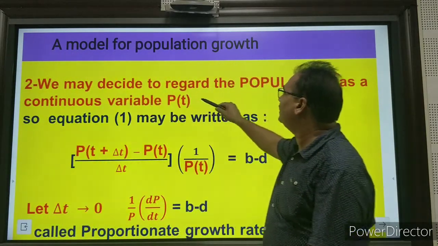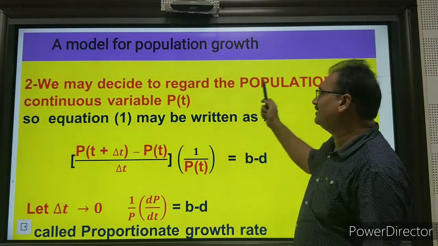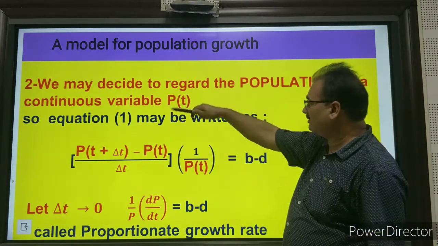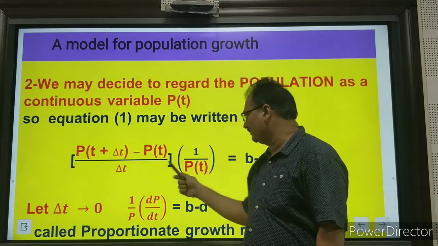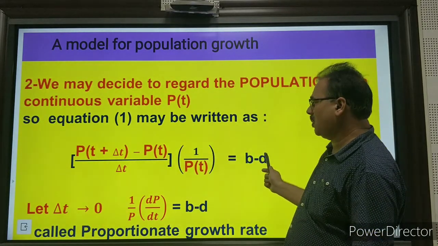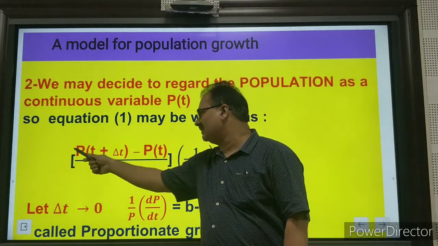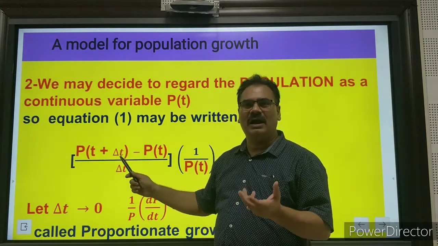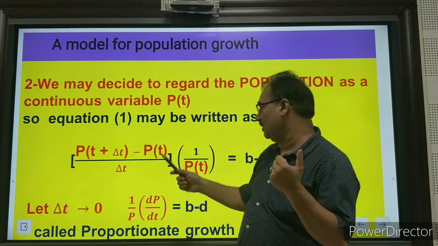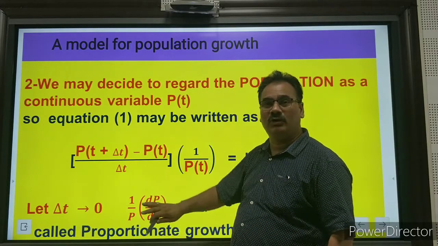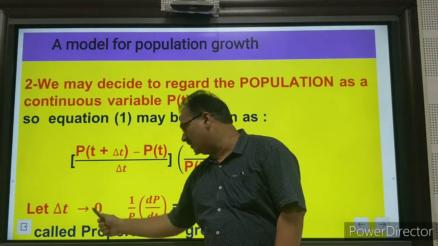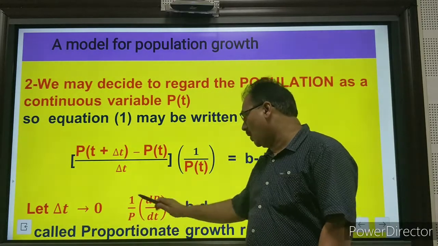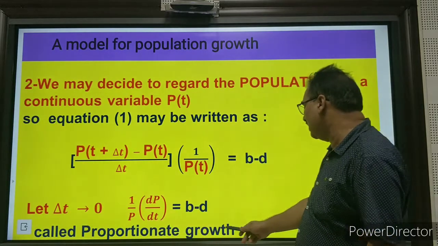So we may decide to regard the population as a continuous variable, P(t), which we have already assumed, so that the equation may be written like this: (1/P) dP/dt... actually 1/P(t) times the change is equal to b minus d. And everyone knows differentiation by first principle, where you start and that is known as dy over dx. So here that is dp by dt if you take the limiting value. So as delta t tends to 0, (1/P) dP/dt is equal to b minus d, and this equation is called the proportionate growth rate.